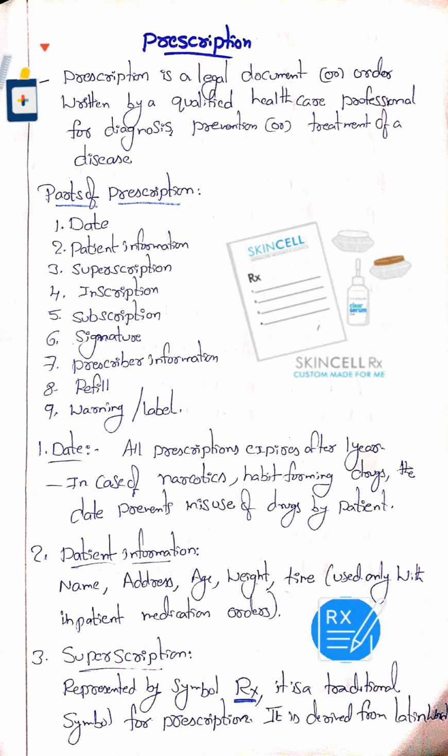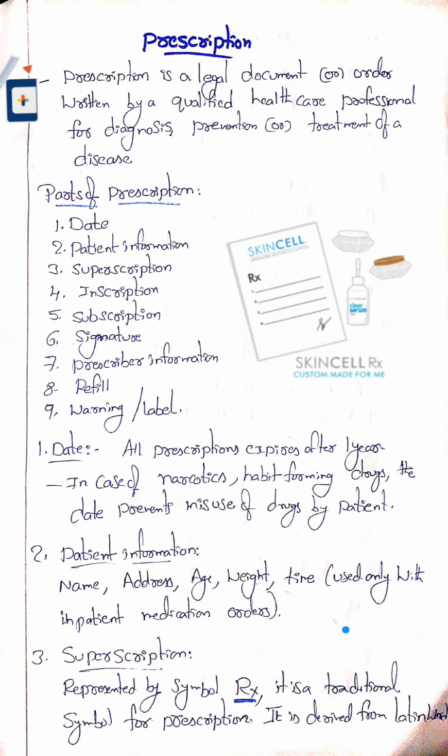First one is date. For any type of format, we need to enter the date properly. All prescriptions expire after 1 year. In case of narcotics and habit forming drugs, the date prevents the misuse of the drug by the patient. Patient information like name, address, age, weight, and sometimes time is used only with the inpatient medication orders. It needs to be mentioned at the top of the prescription.